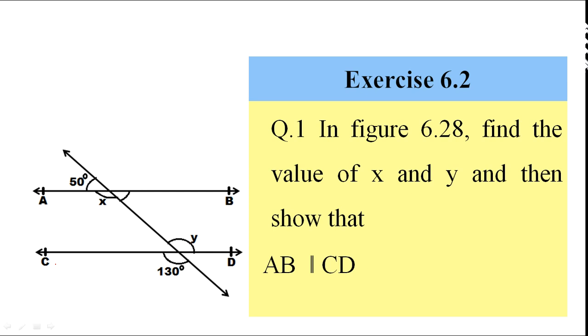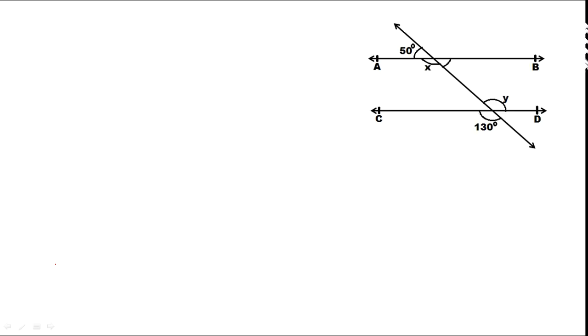The first question is in figure 6.28. You can see the figure. Find the value of x and y and then prove that AB is parallel to CD. There is a diagram and everything is clear in the diagram. AB is parallel to CD, that is to be proved. Now let us start the process.